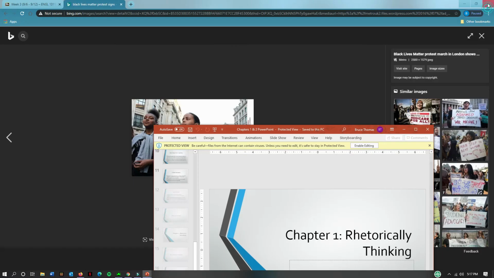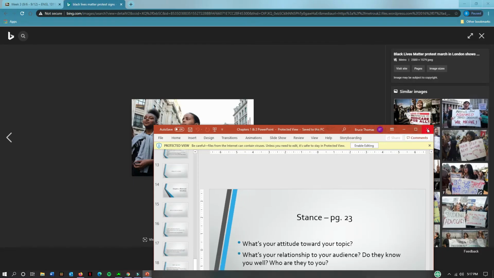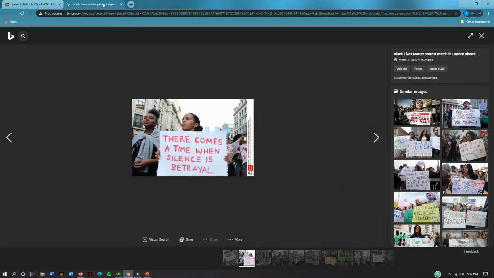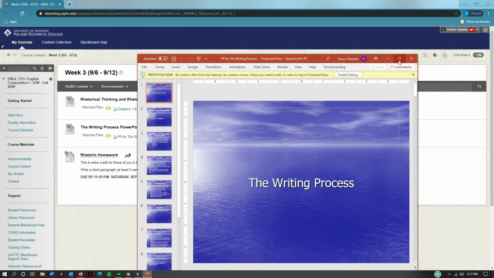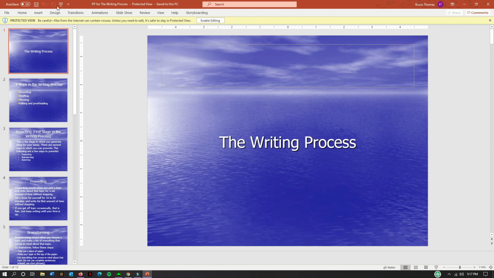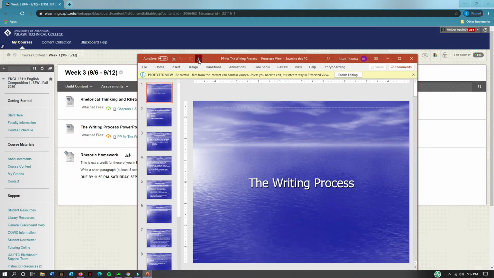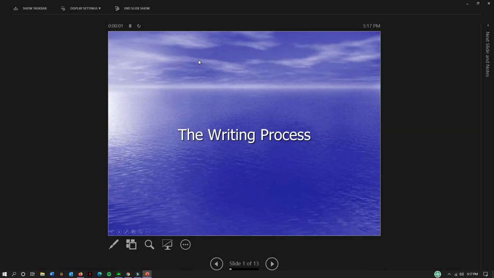Okay, so that's what it means to write and think rhetorically. It just means that you're entering this larger conversation and you want to be cognizant of what you're saying and how you're saying it. And you want to present yourself as someone who knows what they're talking about to persuade these other people that you're talking to think like you. So let's talk about the writing process.